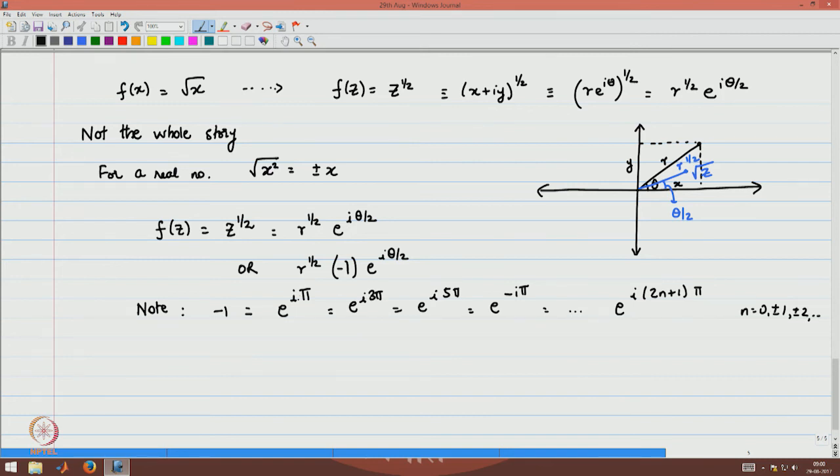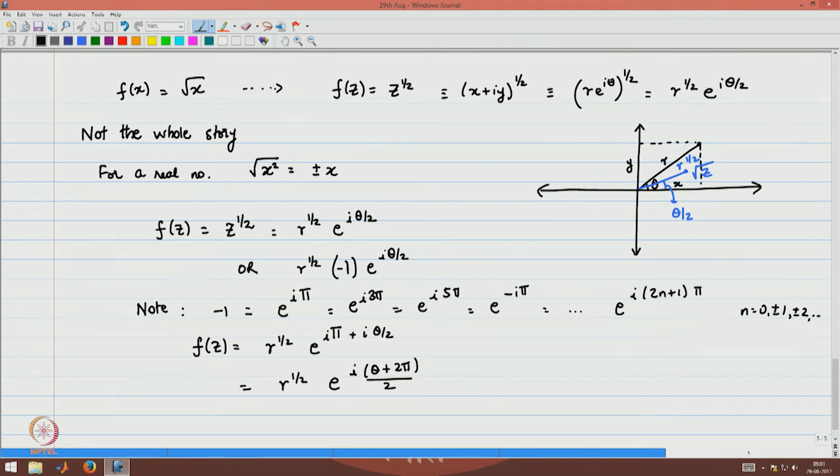Okay, so now just let us look at this. So what this means is that I can write this as, so f of z is equal to r raised to half e to the I, let me look at e to the I pi first, e to the I pi plus I theta by 2, this is r raised to half e to the I theta plus 2 pi by 2.